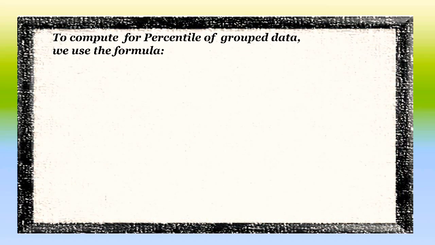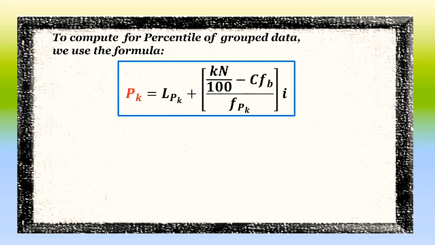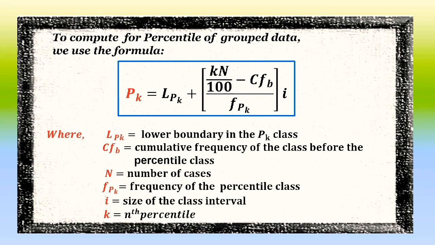To compute for percentile of group data, we use the formula P sub k is equal to L P sub k plus the quantity k times n over 100 minus CF sub b divided by F P sub k times I, where L P sub k is the lower boundary of the P sub k class, CF sub b is the cumulative frequency of the class before the percentile class, n is the number of cases, F P sub k is the frequency of the percentile class, I is the size of the class interval, and k is equal to the nth percentile.